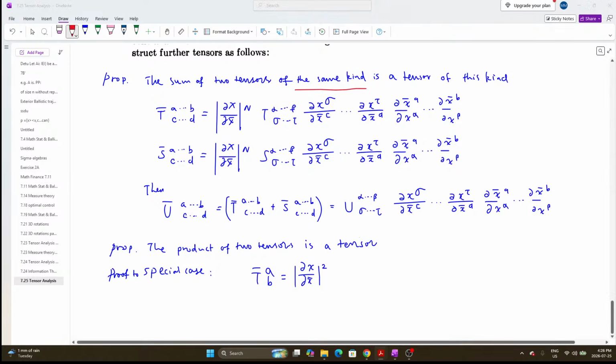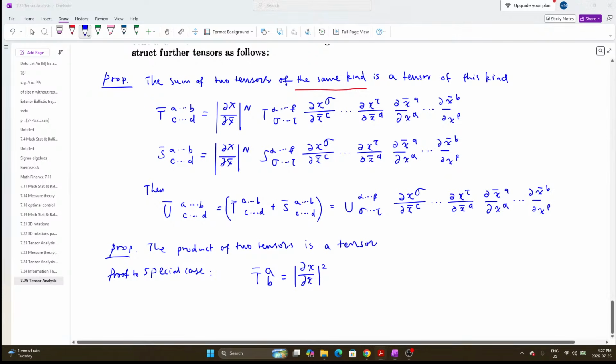All right. So just want to mention the difference between the two propositions. In the first proposition, the two tensors have to be the same kind, whereas in the second, it doesn't matter. It's like in linear algebra, where you have to have two vectors living in the same vector space to do addition.